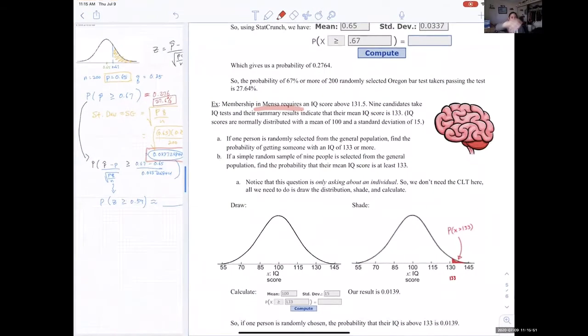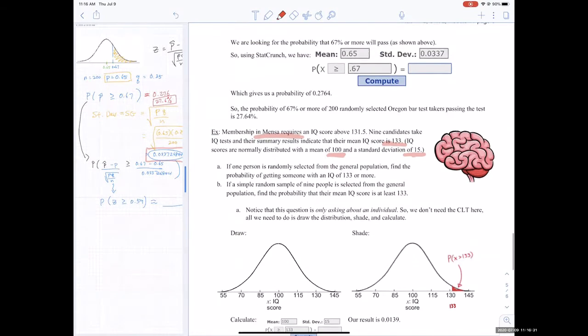So they say to be in the Mensa club, you have to have an IQ above 131.5. Nine candidates take an IQ test, and their summary results indicate that the mean is 133. Scores are normally distributed with a mean of 100 and the standard deviation. So these are the two pieces of information we're going to be looking at. If one person is randomly selected from the general population, find the probability of someone getting an IQ of more than 133.